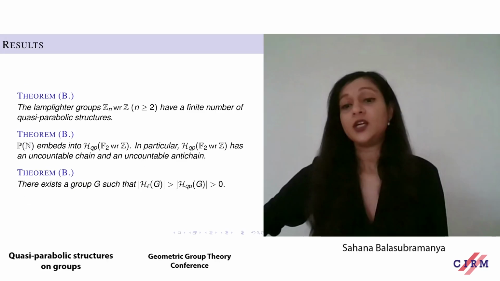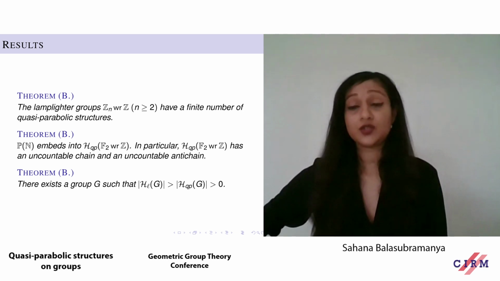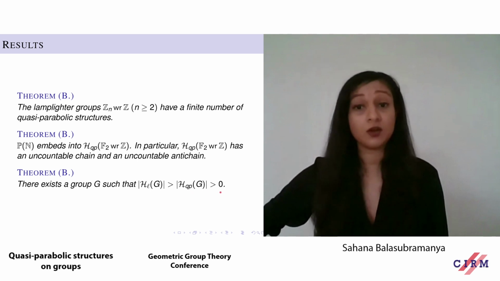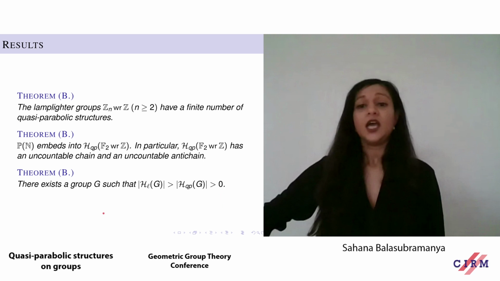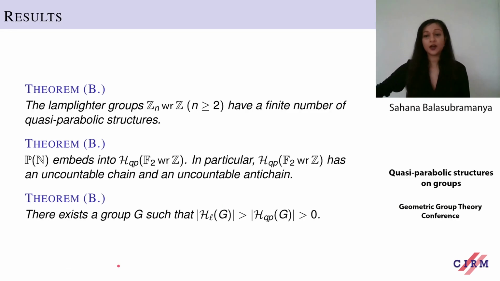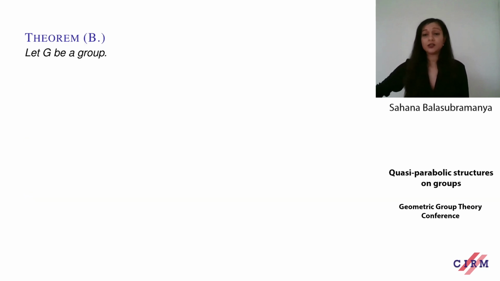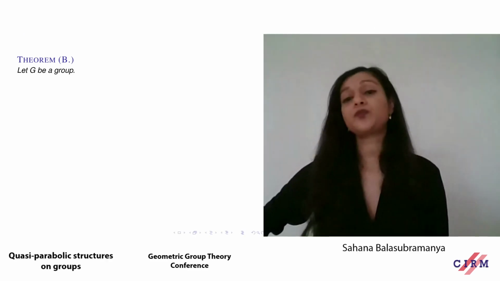And moreover, there exists a group where the number of lineal structures is strictly larger than the number of quasi-parabolic structures, which is non-zero. And all three of these theorems are actually the consequence of a much more general theorem that I proved for groups that look like G wreath Z. So here is that theorem.